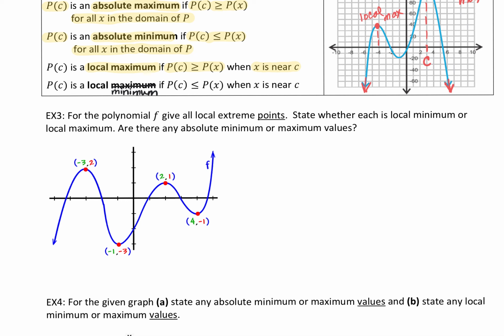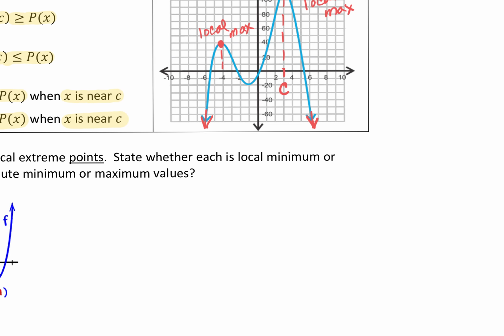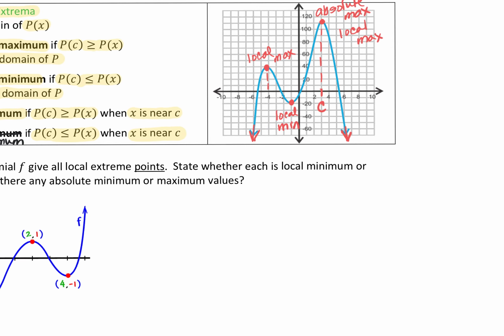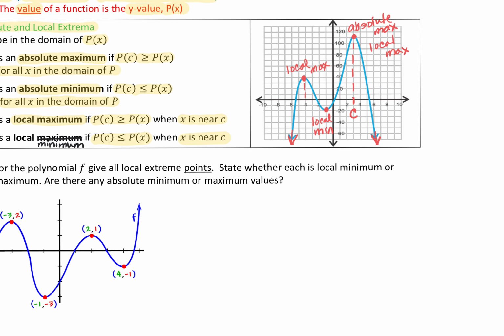If we look at our local minimum, it's going to be less than or equal to for x near that point. And then corresponding on our graph, we have this local minimum. And the y value there would be negative 20, but it's not an absolute minimum because there are smaller y values.